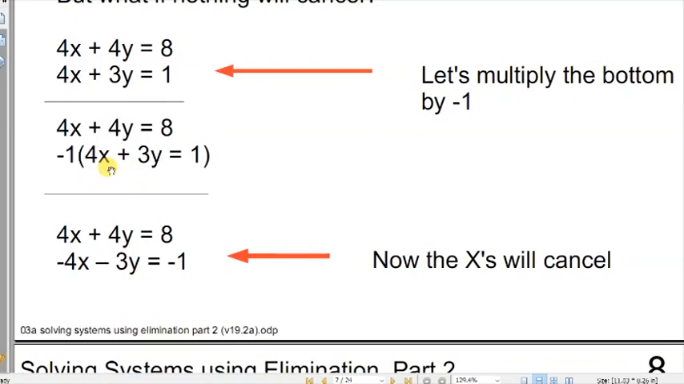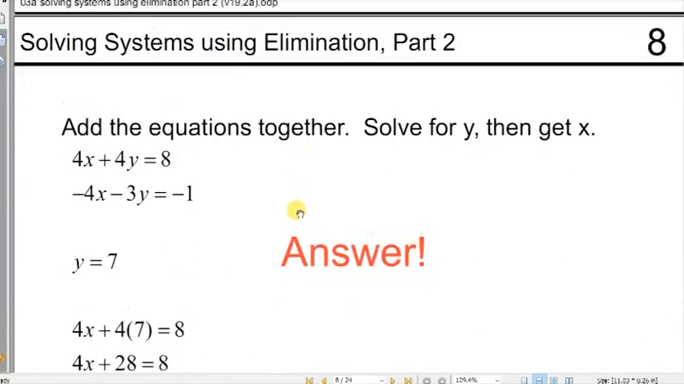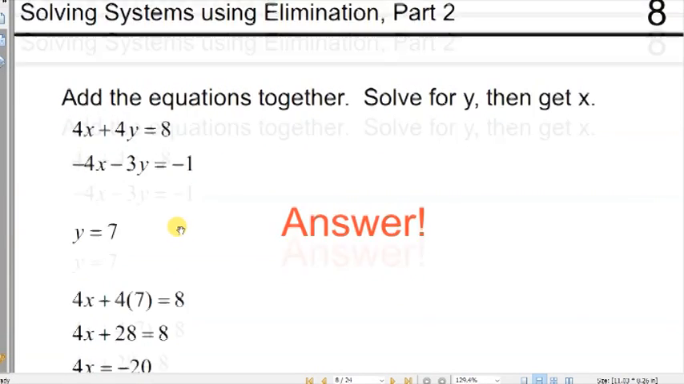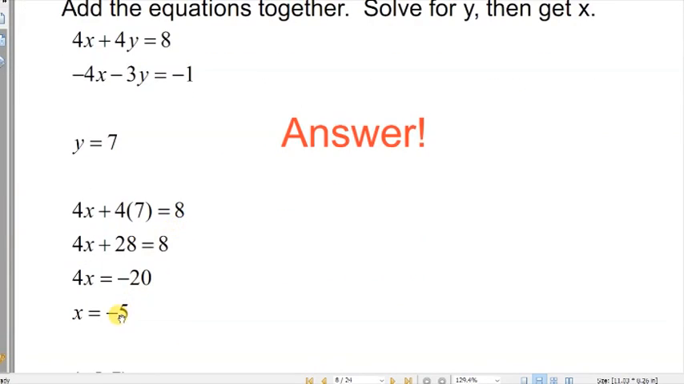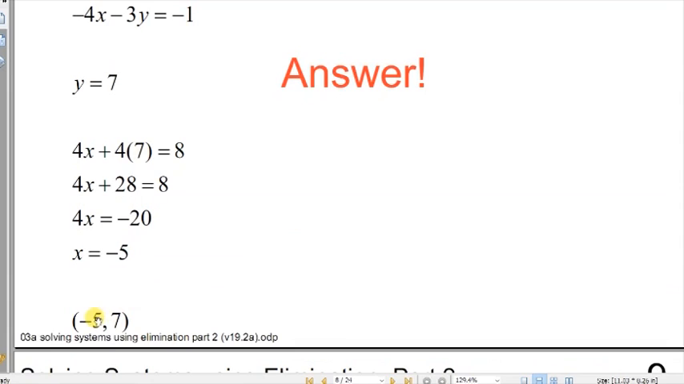I multiplied the bottom by -1. Now the x's will cancel. I solved it, and I got y equals 7. I plugged it in, and I got x equals -5. And my final answer is -5, 7.